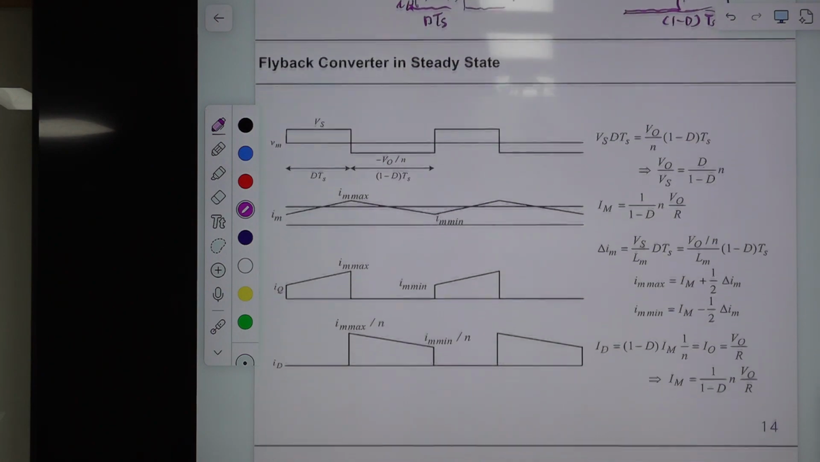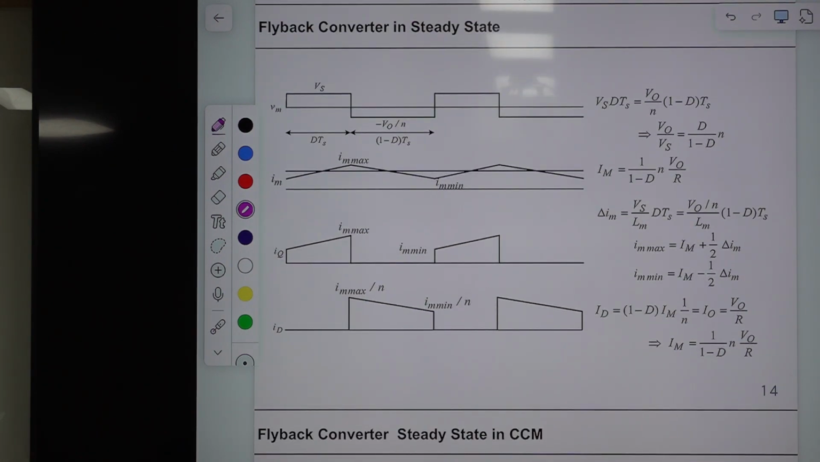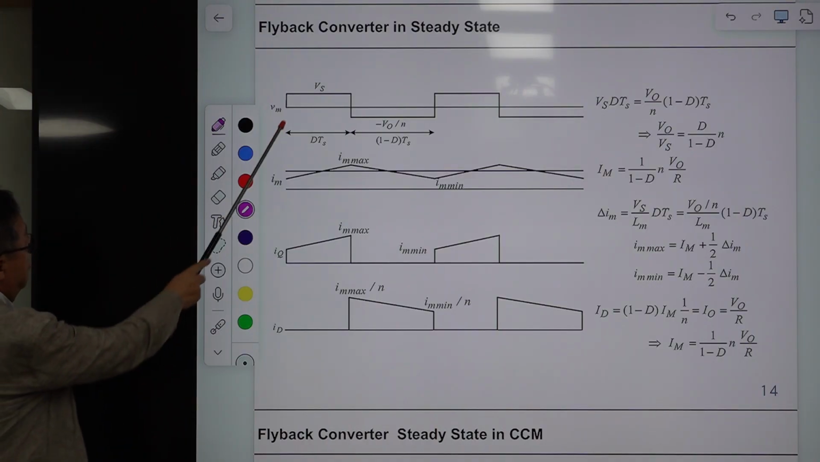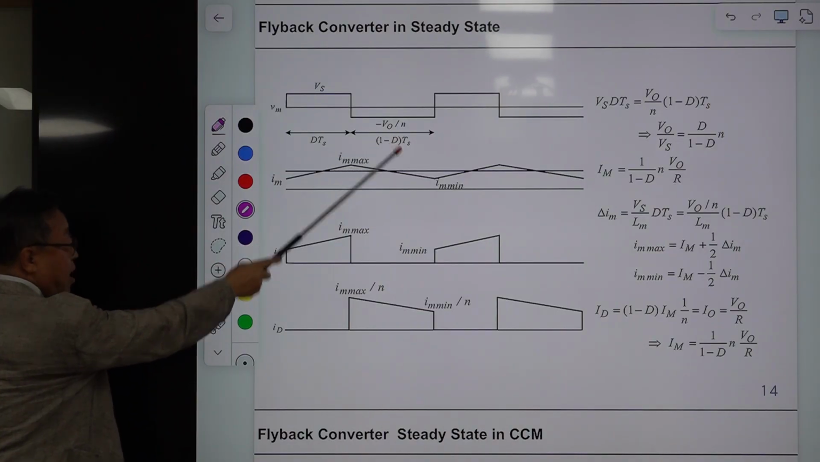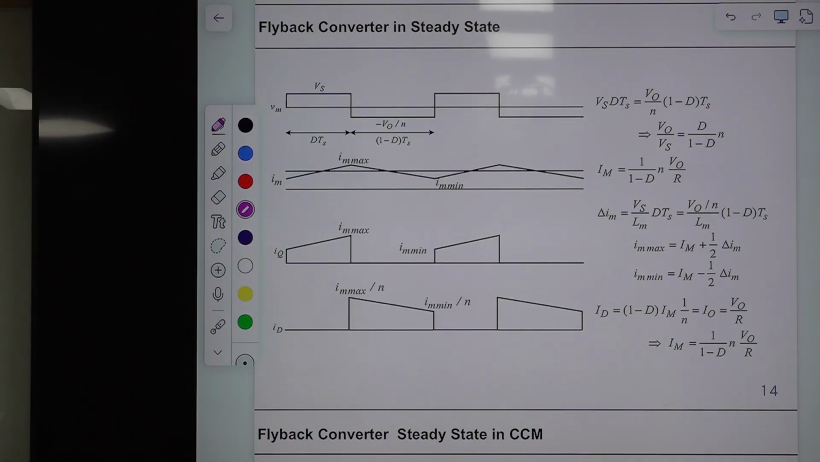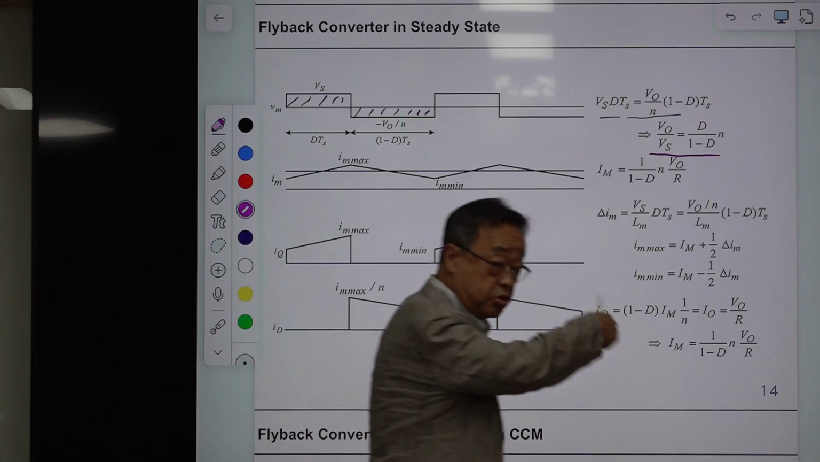Okay, and the waveforms in steady state are shown here. This is the voltage across the magnetizing inductance of the flyback transformer during the on-time period and the off-time period. This is Vs. This is minus VO divided by N because of the transformer ratio, right? So the volt-second balance condition should always be satisfied. So this area and this area should be the same. According to this equation, this gives the DC voltage gain expression of the flyback converter, which is the same as the previous one.